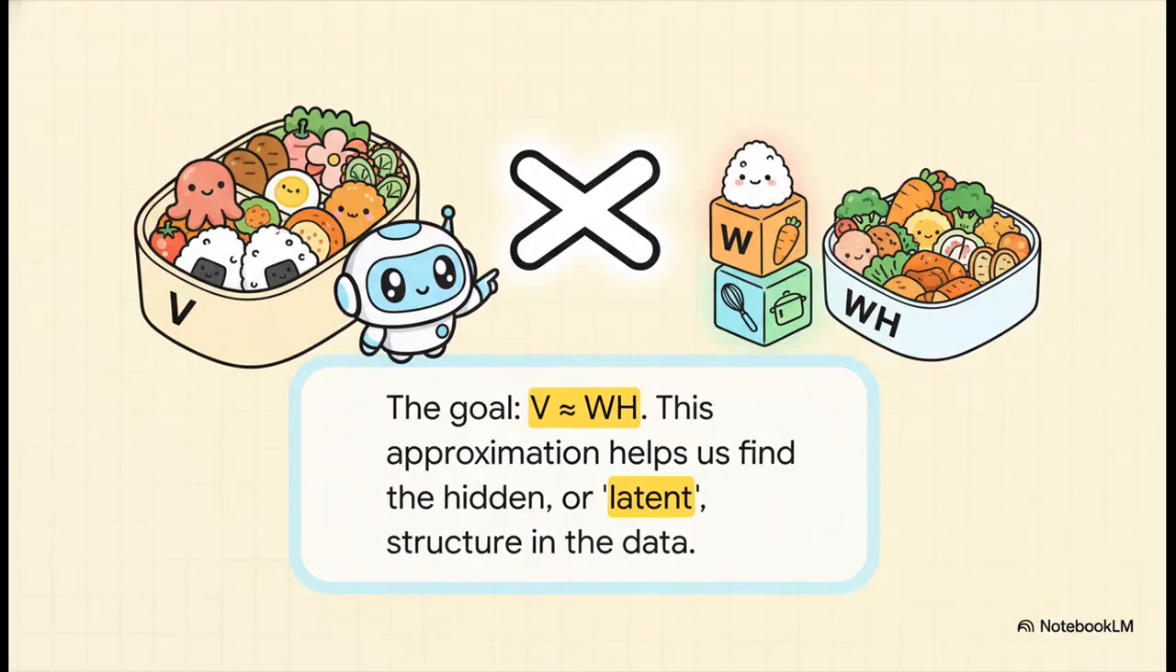Now, you might notice that little squiggly symbol. It's not a perfect equal sign, it's an approximately equal sign. See, the goal isn't to get a perfect copy of the original data. The whole point is to find a really good approximation using simpler parts. And it's inside that approximation that we find the hidden, or what data scientists call latent, structure that was buried in the data all along.